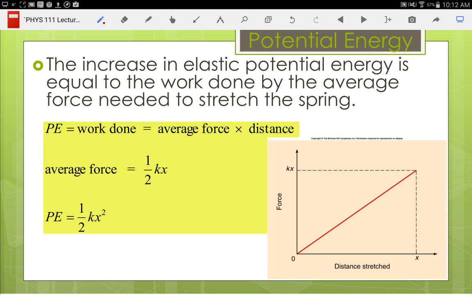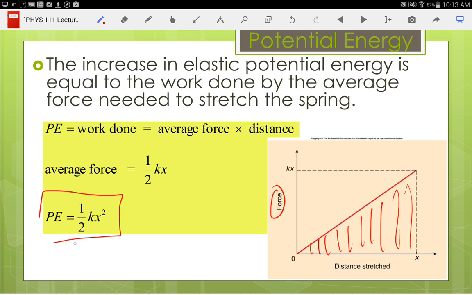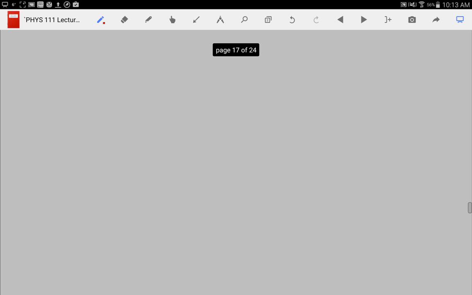So here's a graph showing the storing of energy on a spring. So this axis is force. You see the kx there. This axis is the distance stretched. And the energy that it stores is the area under that curve. Well, that's a triangle. The area of a triangle is 1/2 base times height. So it turns out that the potential energy for the spring is 1/2 kx squared.